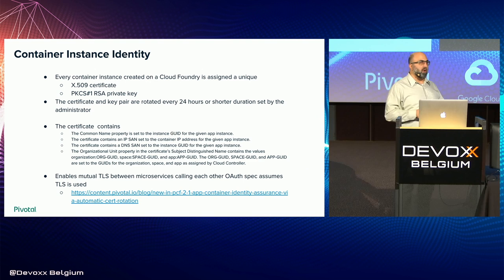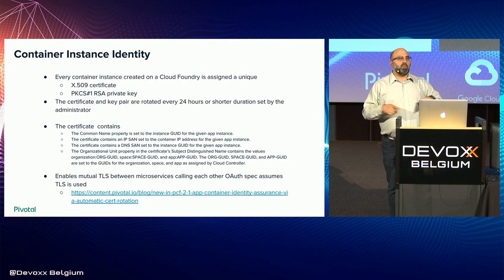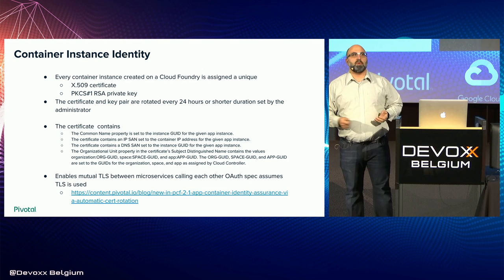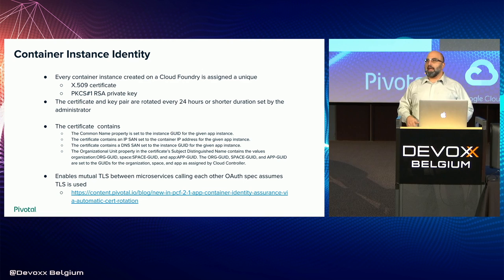So if you want to do mutual TLS between all the different microservices and you happen to be running on Cloud Foundry, boom, you've got all the certificates you need to do mutual TLS very easily, and those certificates get rotated. Pretty sweet. That's pretty much it. Thanks so much.